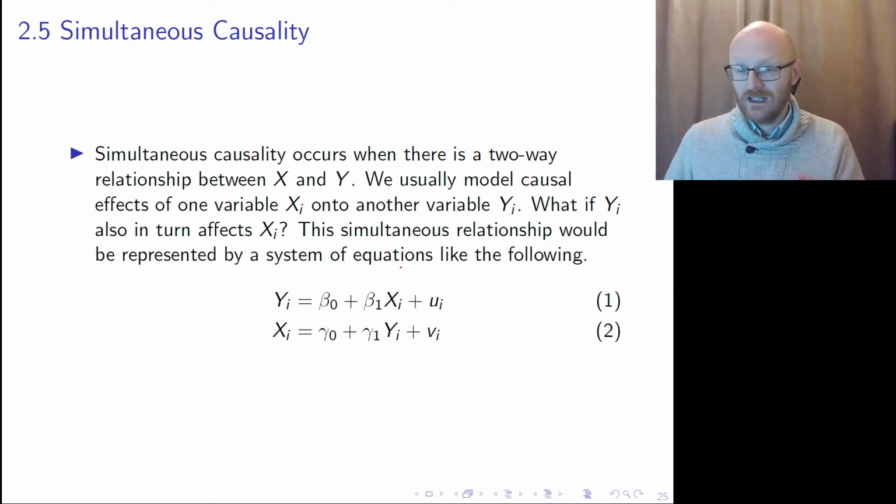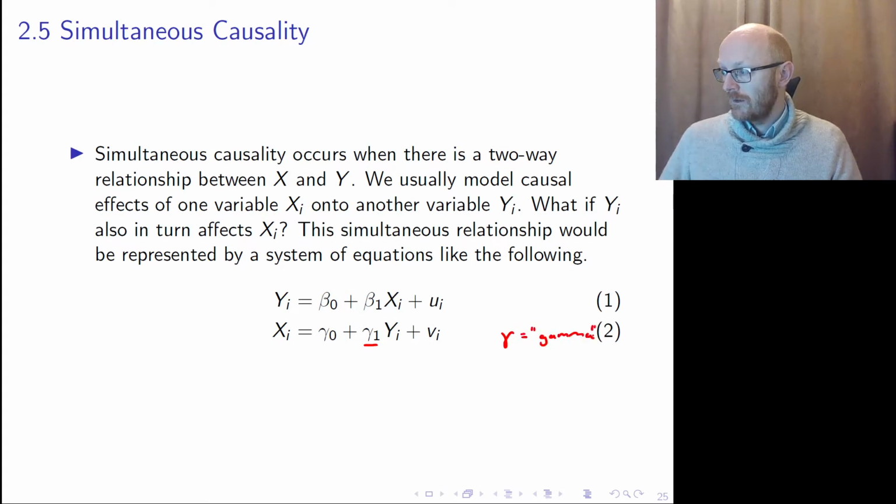A system of equations is like several different equations which should be optimized at the same time. So we have the following: y is dependent on x, and x is dependent on y. So for a unit change in x, y changes by beta 1, and with a unit change in y, x changes with gamma 1 on average. Okay, so this is gamma.